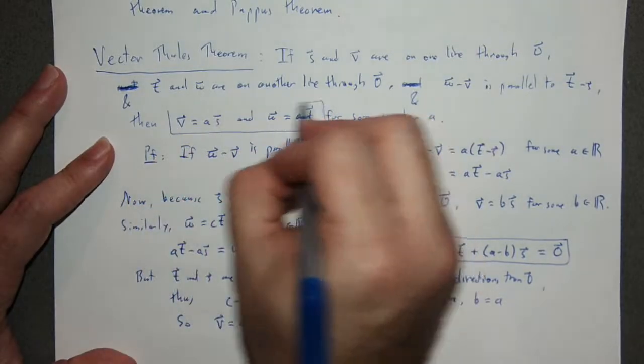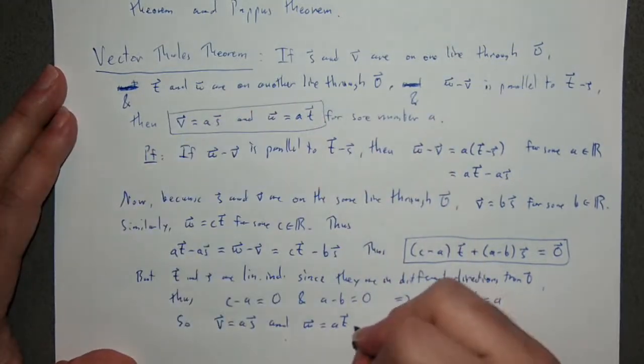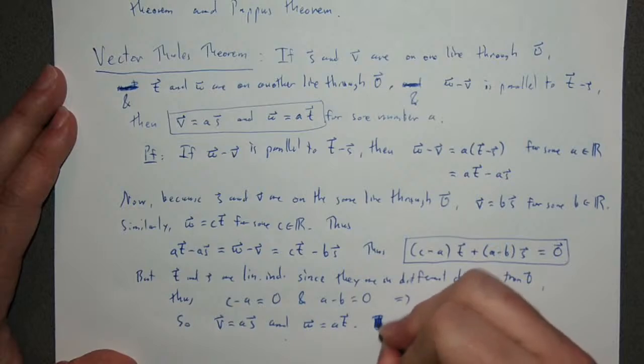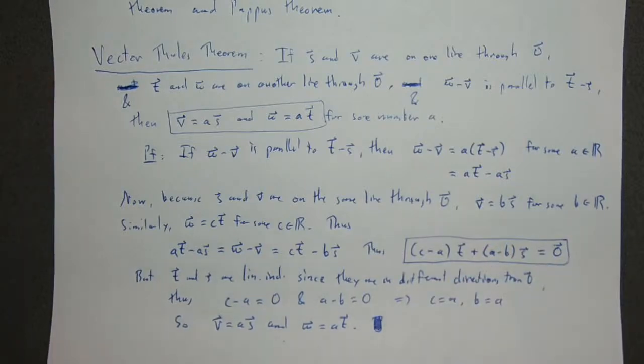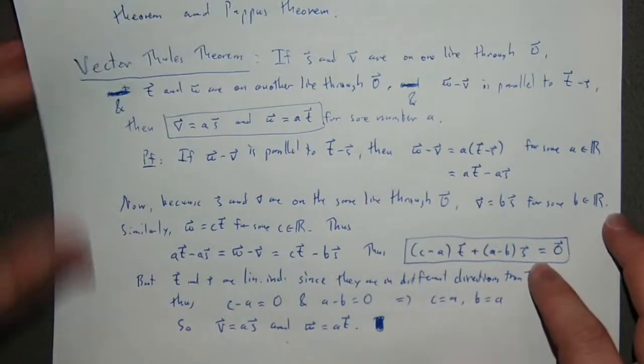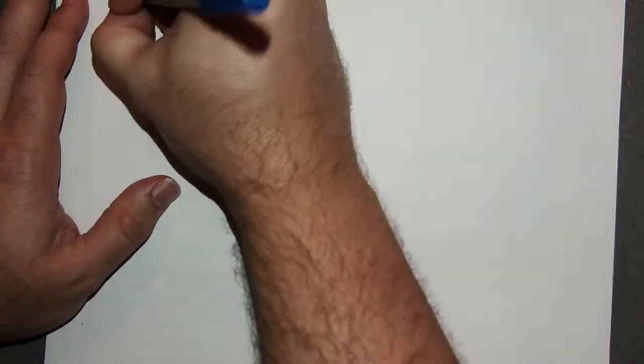Right. There it is. So that's the vector Thales theorem, right? Okay. All right. So that's our vector Thales theorem. One more. So, vector Pappus theorem.